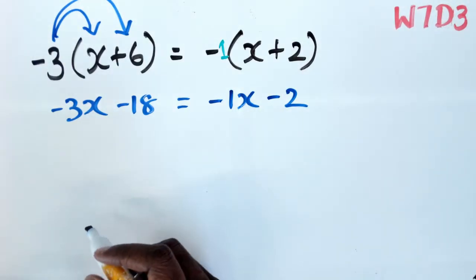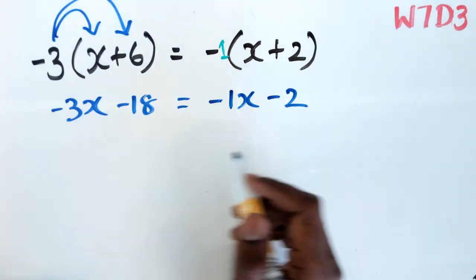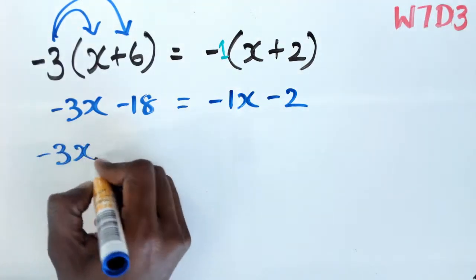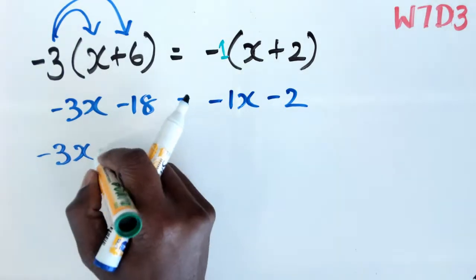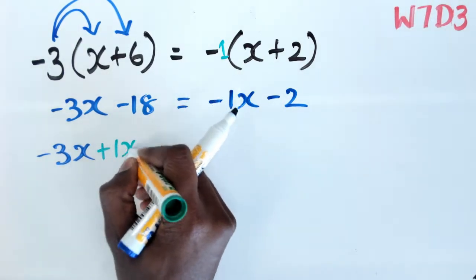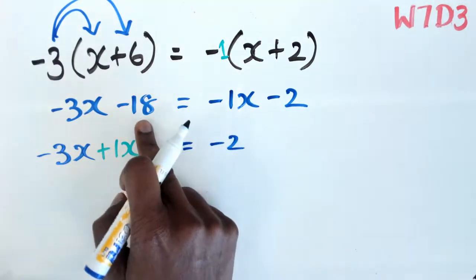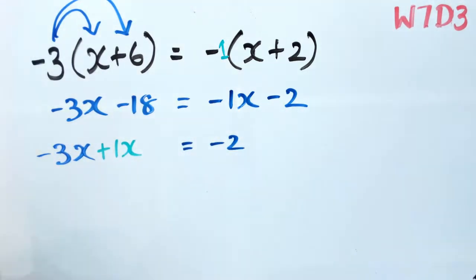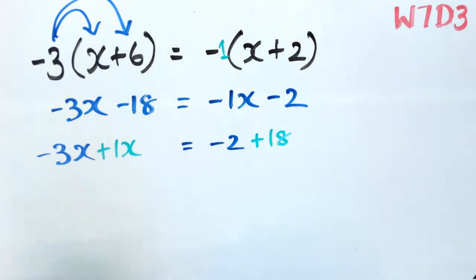So at this point, I need to rearrange my letters all to one side and all the numbers to the other side. So on this side, I'm going to have negative 3x. When negative 1x comes to this side, to the left-hand side, it becomes plus 1x. And I'm going to do something cheeky here, guys. I'm going to shift the negative 18 from the left-hand side to the right-hand side, so I can just do it a bit faster. I'm going to write that as plus 18.